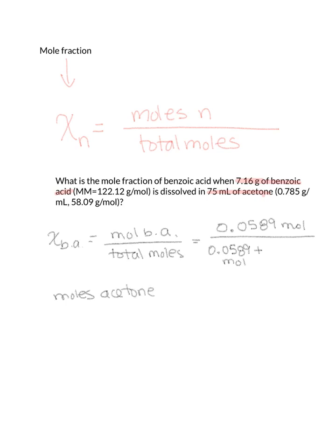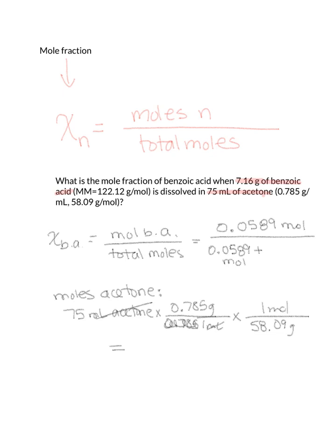And this is where things get slightly trickier, right? Because I have 75 milliliters of acetone. Okay, well that's not too hard, right? I have the density of acetone that I can use, 0.785 grams to 1 milliliter, right? Those will cancel each other out. And now I just need to turn grams into moles, 58.09 grams in 1 mole. Turns out that that's 1.35 moles of acetone. So I have to add that to my total, 1.35 moles.